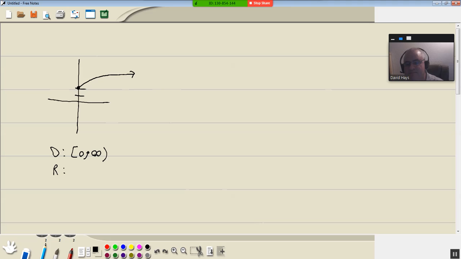Now our range. If I come down here, our graph doesn't exist down here at all. The lowest point is right here, which is directly on y is equal to 2. And as this is going to the right, it's slowly going up. It'll keep slowly going up forever, which means it's going up to infinity. And that would be our domain and our range.